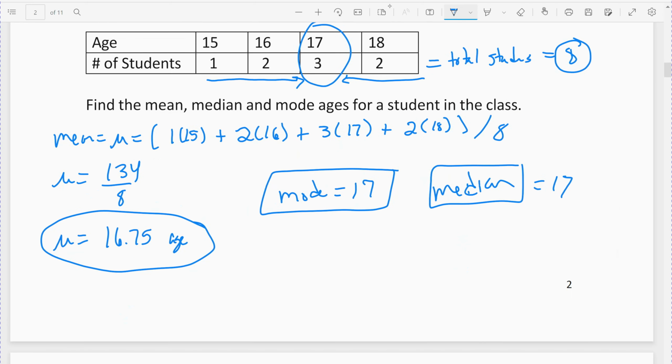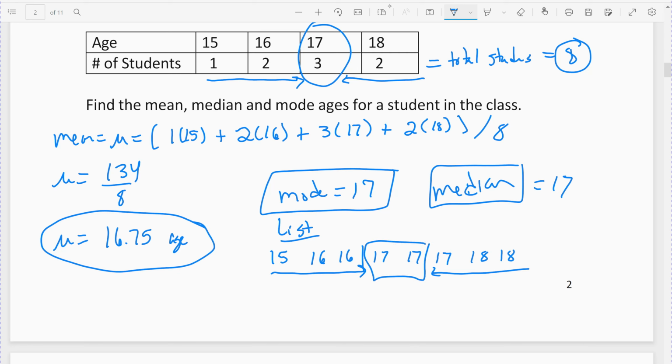Now, to visualize how the median is 17, I'm going to list them so you can see the list. There's one 15-year-old, so we write down one 15, two 16-year-olds, so two 16s, three 17-year-olds, so 17, 17, 17, and then two 18-year-olds. Again, if you added those up, that would add up to the 134. You'll see 3 below and 3 above would put me into the 17 group, right?